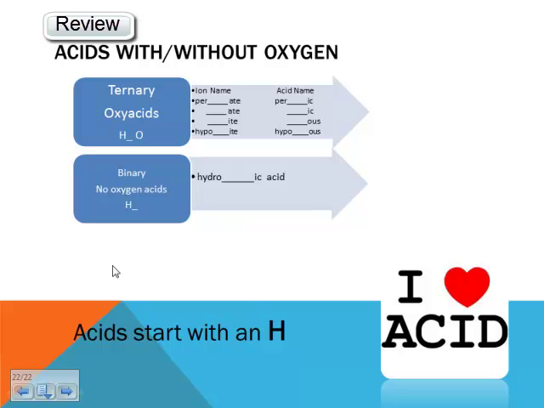In general, as a review, acids all start with a hydrogen. There are 2 types of acids. There are acids with oxygen and acids without oxygen, and they have 2 different naming systems. The ones with oxygen have hydrogen, another element, and oxygen, and we name them according to this chart. We need to know the name of the anion, and we go to the right to find out the name of the acid.